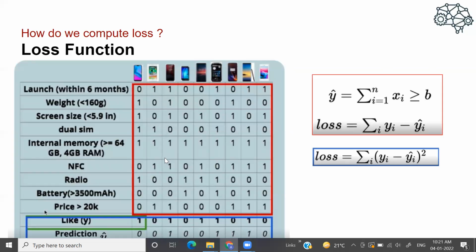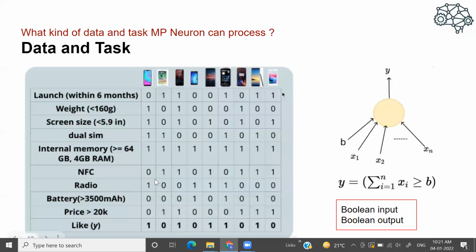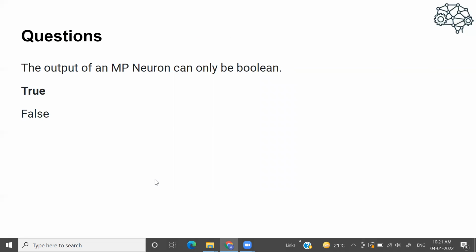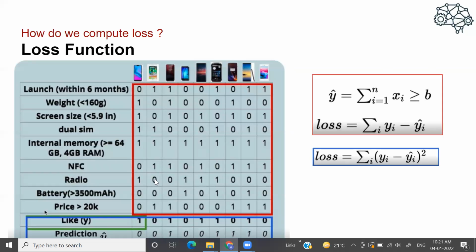Okay. So now we understood our model. We understood the kind of data that we'll be dealing with in this MP neuron. Now let us see what the loss function is. Okay, how would I learn from that data? But before that, let us see what a loss function is.